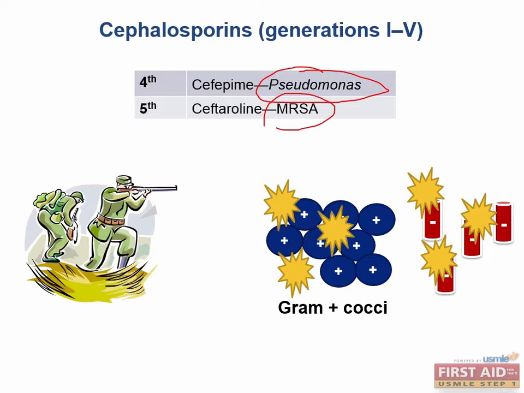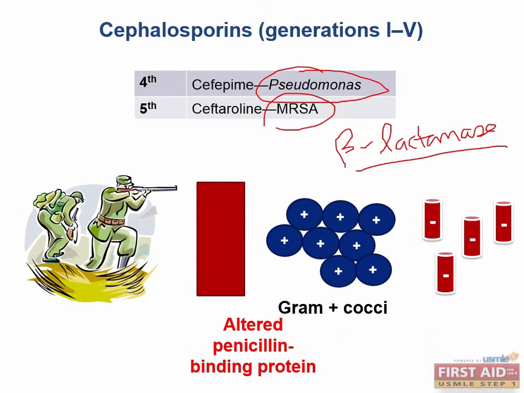Another important thing to know for step 1 is the mechanism of resistance bacteria have against cephalosporins. Thinking back to the penicillins, what was the major form of resistance? Remember, for the penicillins, it was the beta-lactamase enzymes. Fortunately, for cephalosporins, beta-lactamases aren't very active against these drugs. The mechanism of resistance for the cephalosporins is different, and it is an altering of the penicillin binding protein. The penicillin binding protein is the transpeptidase, so the bacteria change the structure of the transpeptidase enzyme so the cephalosporins cannot bind.